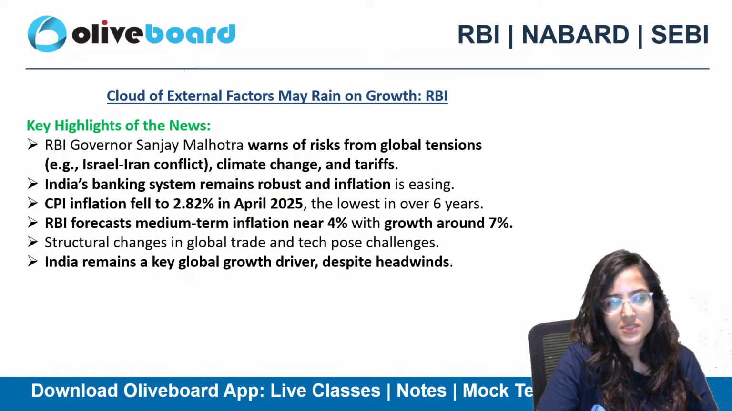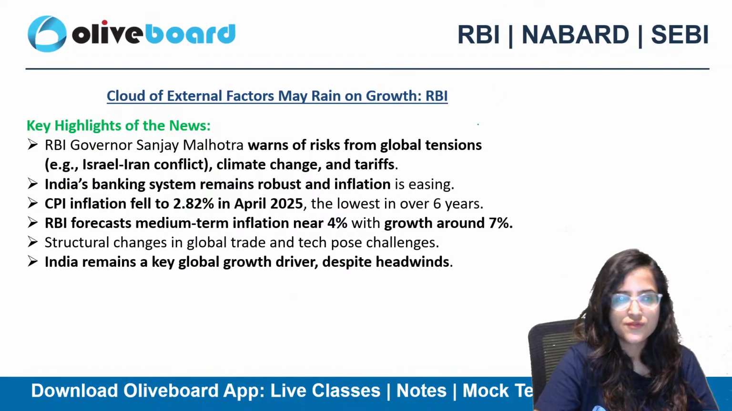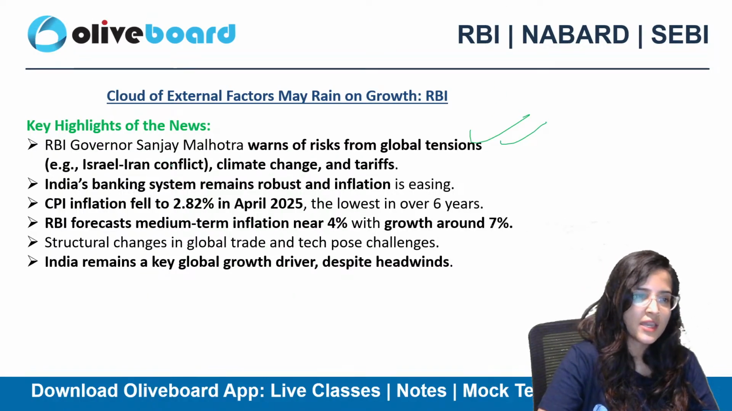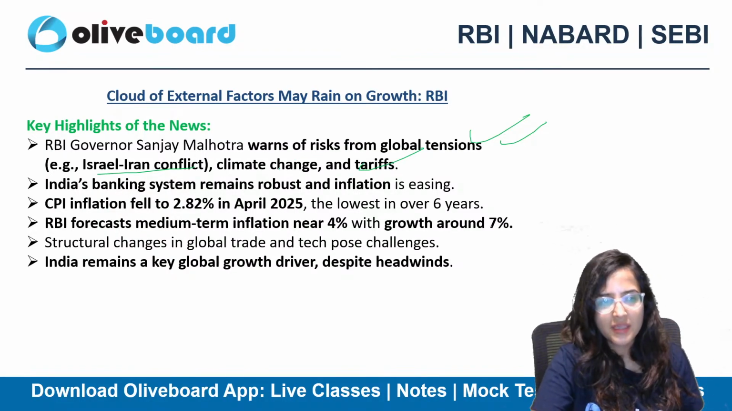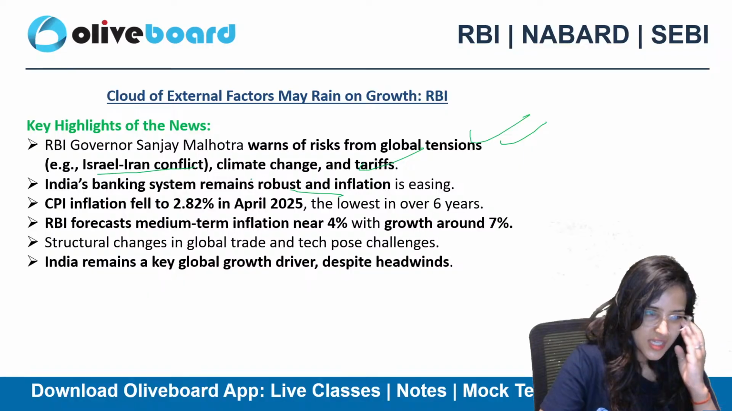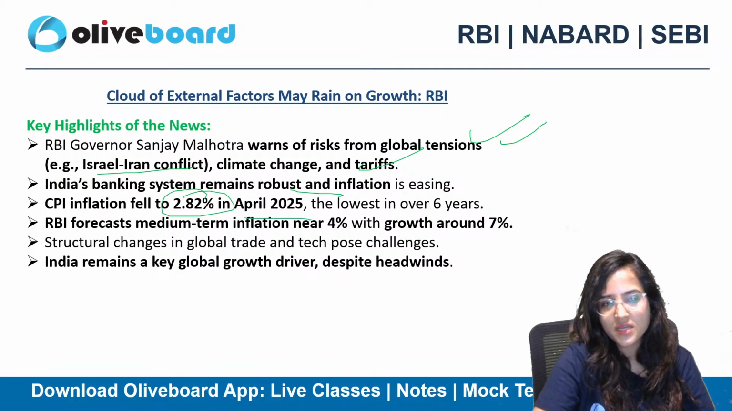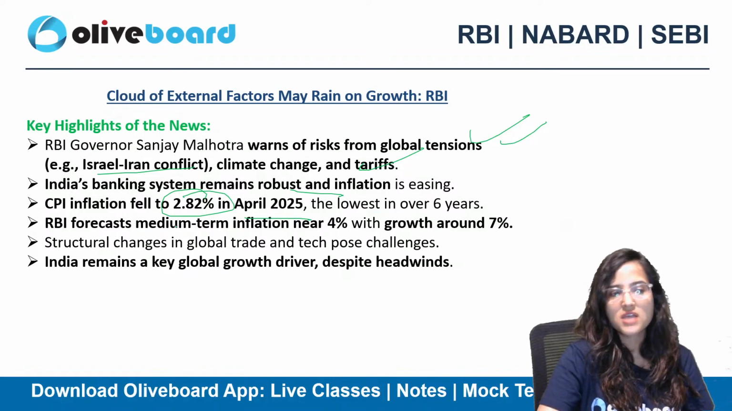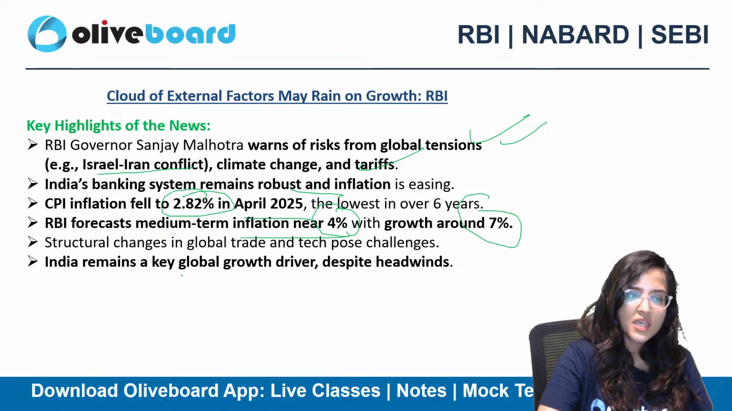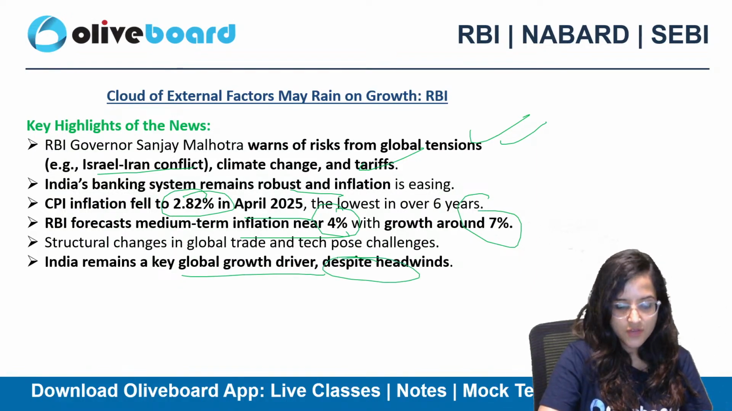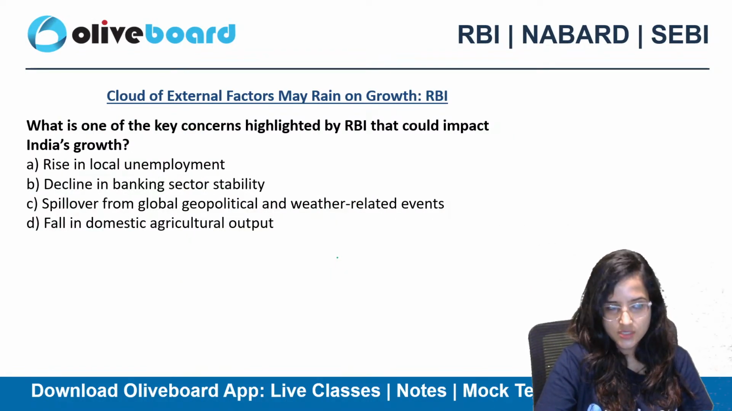Okay, so RBI governor has warned of risks from these global tensions because of this Israel-Iran conflict, though that's on a halt, but you never know. Climate change, tariffs. India's banking system is robust, no doubt. Inflation is easing. CPI inflation fell to 2.82% in April 2025. And RBI is forecasting a medium-term inflation near 4%, growth around 7%. So India remains a key global growth driver despite these headwinds, but there are obviously still some risks.